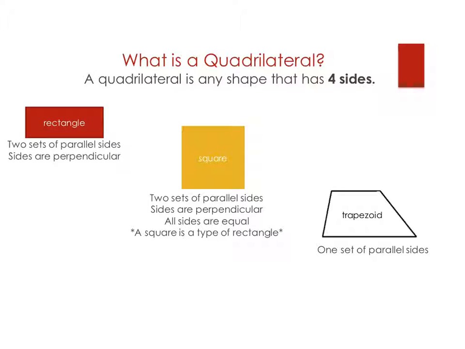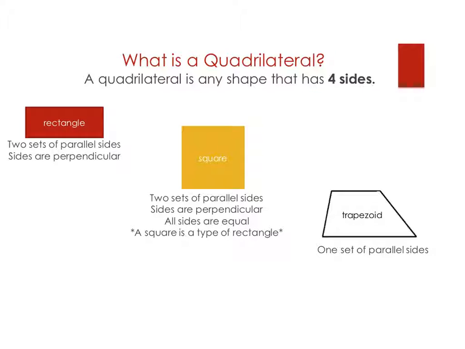So a rectangle has two sets of parallel sides. Remember that word? They go in the same direction. This one goes in the same direction as this one up here on the top. And then these two go in the same direction as well. Whenever this side right here comes in and intersects with this side, it makes a 90-degree angle. So I would say that the sides are perpendicular to each other.